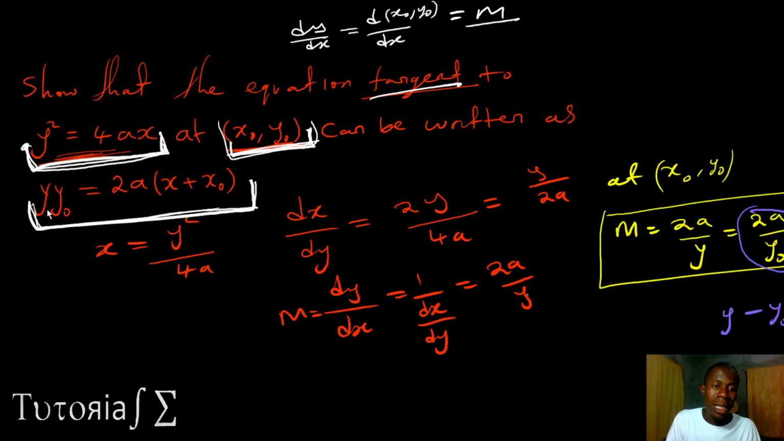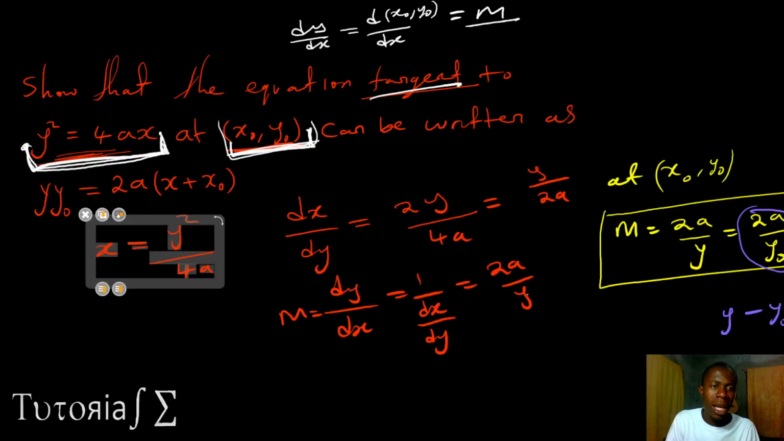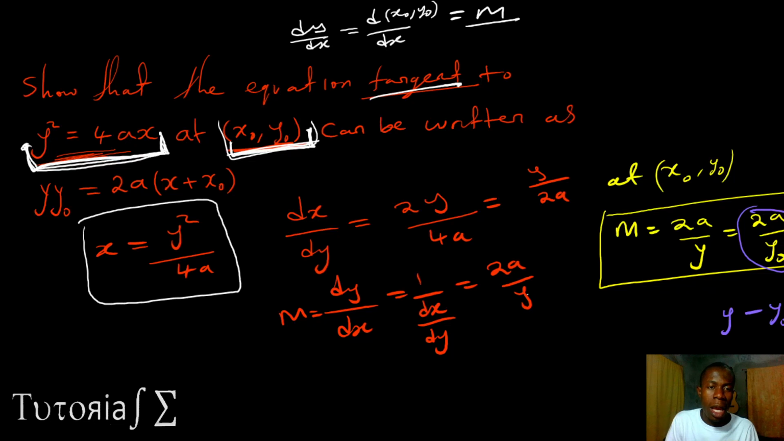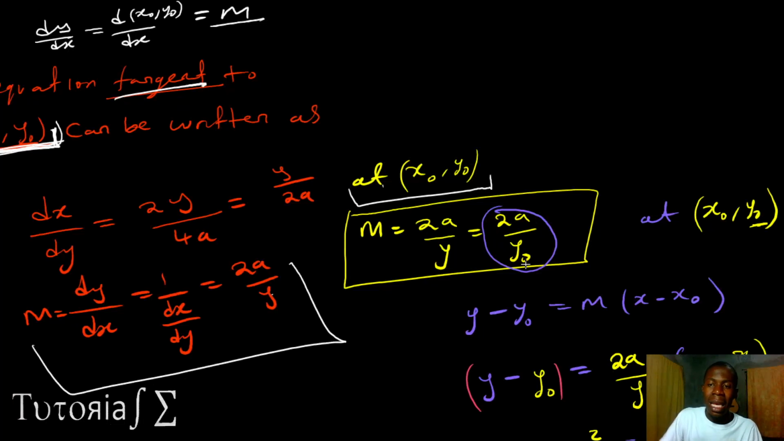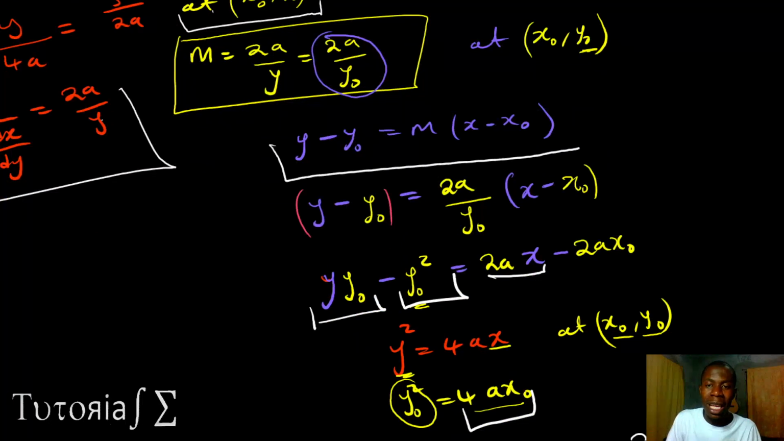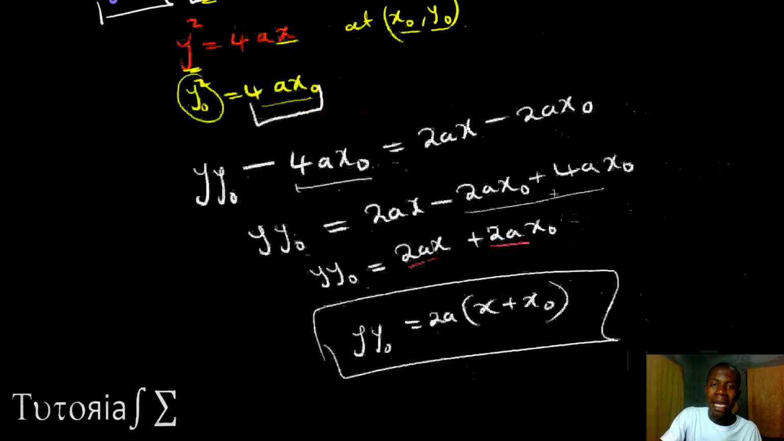And for us, we thought it wise to make x the subject of the formula so that we find dx/dy and later find the inverse, because x is equal to y squared over 4a. So we can find dx/dy as we did here, and we now find the inverse of this, so dy/dx will be equal to the inverse of dx/dy, which gave us 2a over y. Then from there, that is our gradient. We replace the coordinates into the gradient function, which gave us this. Then we use the equation of the line to find the equation of the tangent with this gradient, which we replace here, and the coordinates that we have, which is this point and this point. Then we simplify from there. It gave us what we had right down here.